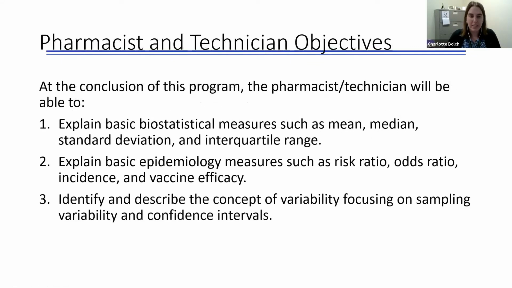So the objectives of this talk are going to be to explain some basic biostatistical measures and also explain some basic epidemiology measures that I'm seeing coming up in certain types of vaccine trials and articles that we'll be looking at. And then finally, we're going to end with identifying and describing the concept of variability, focusing on sampling variability and confidence intervals.